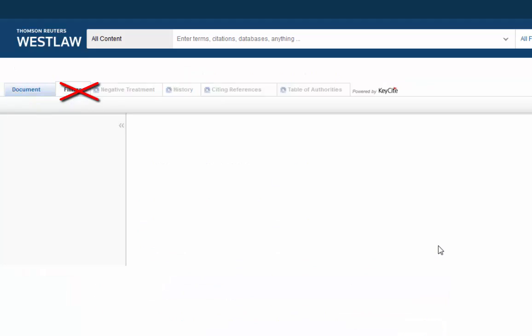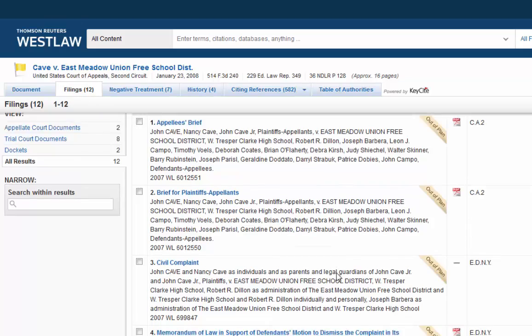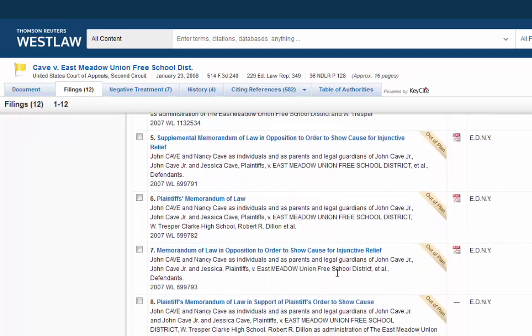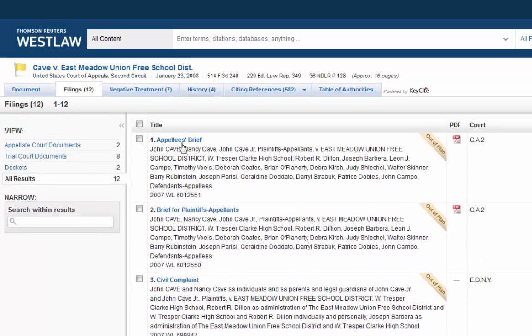Okay, let's look at the other tabs across the top. Filings, unfortunately, we do not subscribe to the filing section of Westlaw. So even though you'll get a list of the different documents that went along with this case, you can't really open them up and read them. But sometimes it's valuable just to see the documents that are there.